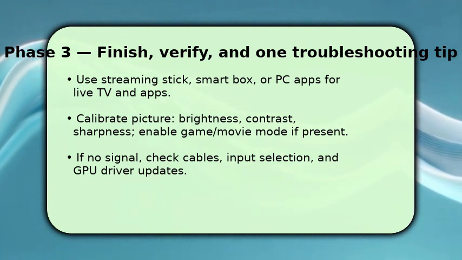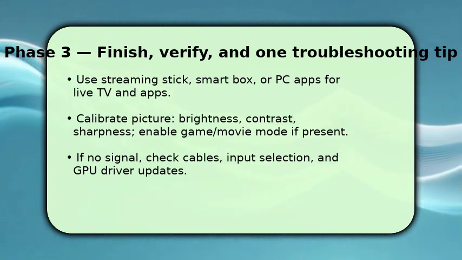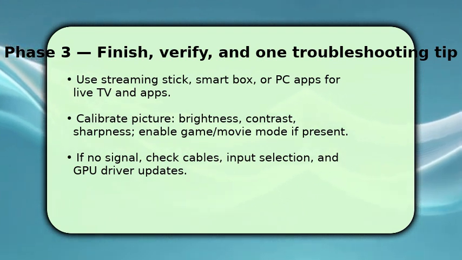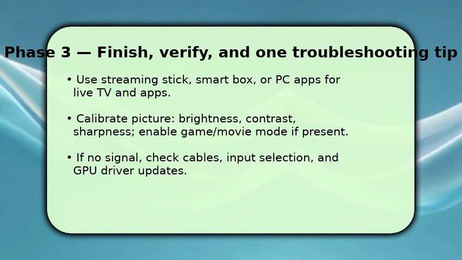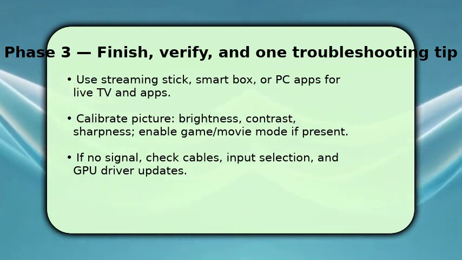Calibrate picture settings for movies versus games to reduce motion blur and improve color. Make sure sound routing and sleep settings won't interrupt playback. If you lose signal, check the input source, receipt cables, and update graphics drivers. That single troubleshooting step fixes most display and handshake problems.